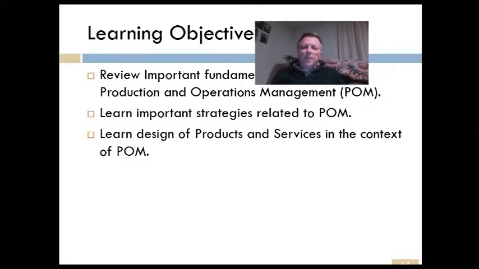Some of the objectives this week that we're going to take on are looking at the fundamental concepts behind production and operations management, as well as learning some of the important strategies related to POM, or Production Operations Management, as well as looking at the design of products and services as we study them in this course.